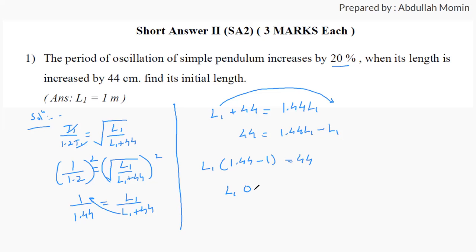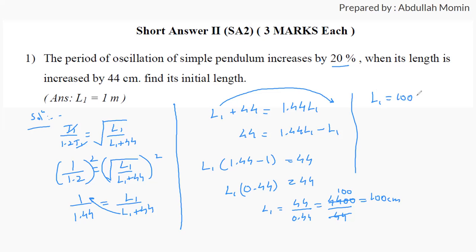So L1 into 0.44 is equal to 44. So L1 can be written as 44 upon 0.44, or 4400 upon 44. So this is 100. So L1 is 100 centimeter. So the initial length is 100 centimeter or 1 meter.